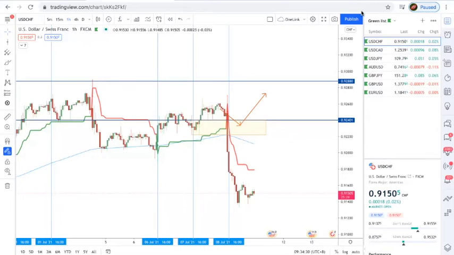Let's see what happened yesterday. First, yesterday on USD CHF. Whether you saw that or not, it broke through all our resistance. Even though we did the analysis correctly, there's nothing wrong with the analysis.